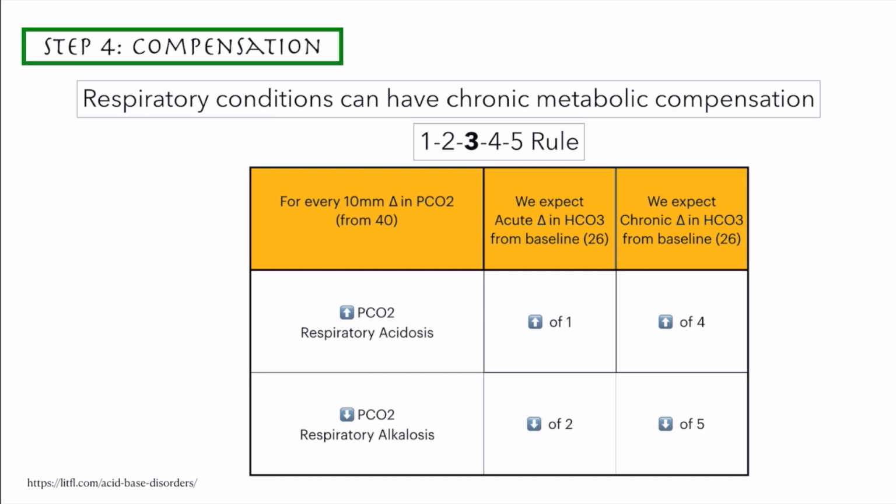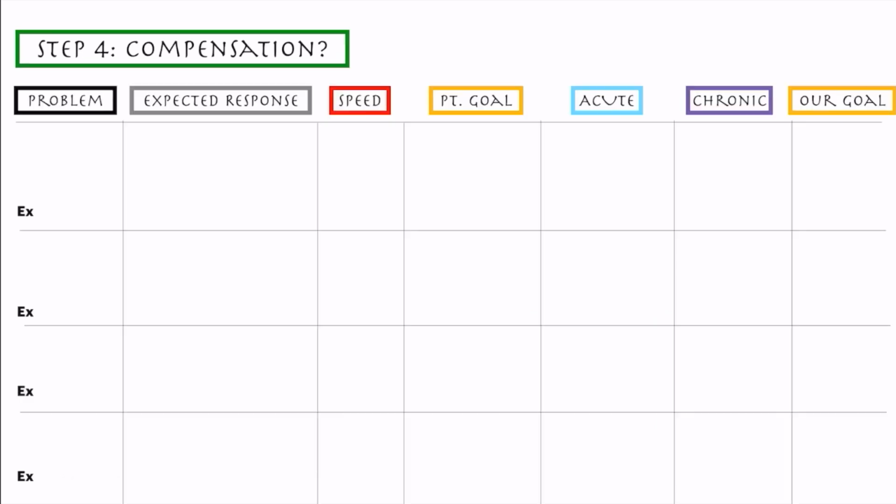Versus a respiratory alkalosis, for every 10 millimeter drop in the carbon dioxide level from 40, you will expect a drop in the bicarb by a factor of 2, and a factor of 5 if it's chronic. That was kind of quickly run over, but you'll see it a little better on the next slide.